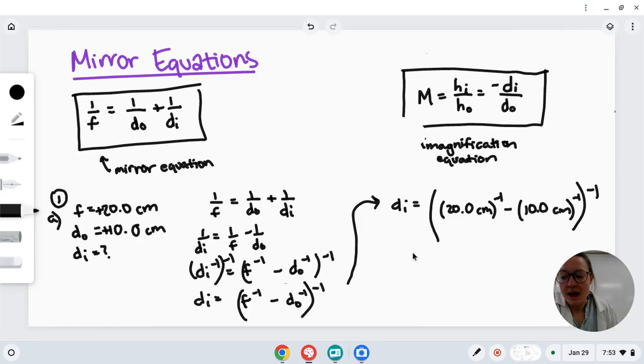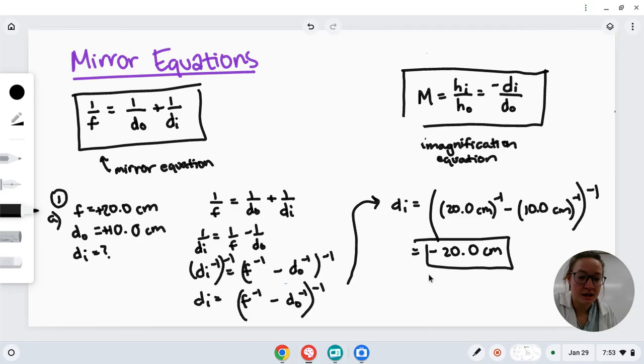And there you go. Hey, check it. We got a negative sign here. Tell yourself, what does that mean about the distance to the image? What does that mean about the image? Is it a virtual image or is it a real image? Does it tell you anything about whether that image is upright or inverted?